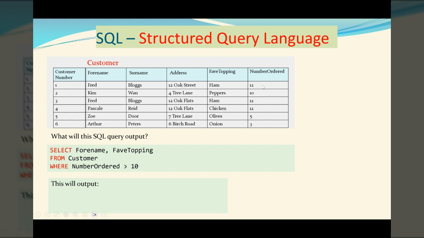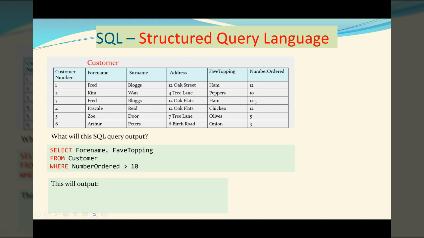So we've got Fred and ham. If we come down here, let's have a look. We've got 10 here. Now 10 is not greater than 10. It's equal to 10, but it's not greater than 10. So we don't have this one. But we have another 12. So that means we're going to see forename and fave topping for this one as well.